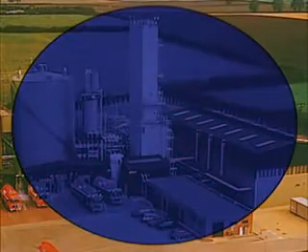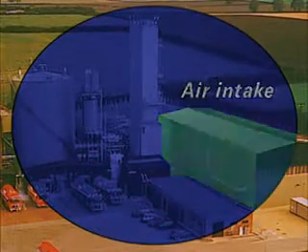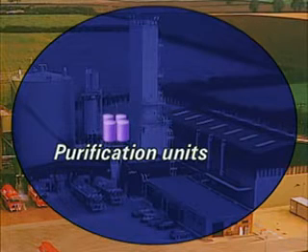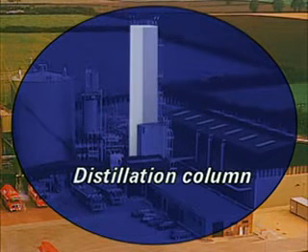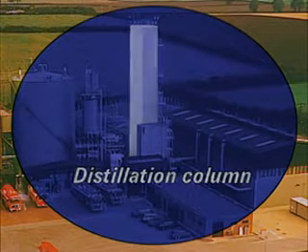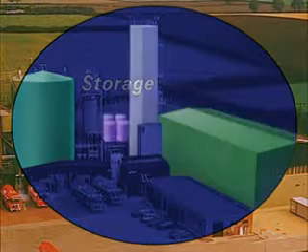On this side, air is drawn in and compressed at this point. The air is cleaned. After further compression, it's fed into the distillation column as a liquid. The liquid air products are stored on the site before delivery to customers.